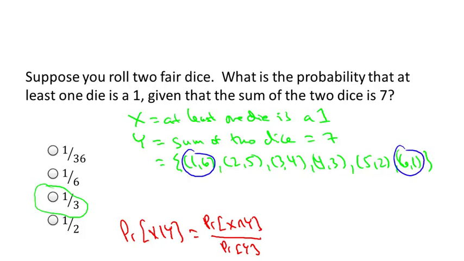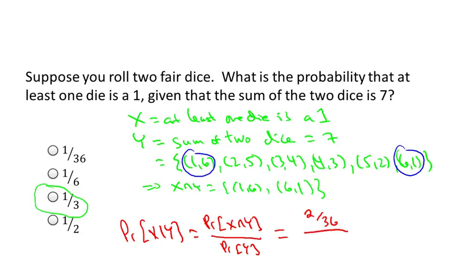Well, X is those where at least one die is 1. So X intersect Y is just going to be the (1,6) and the (6,1). Now, each of the 36 possible outcomes is equally likely, so each one is 1 over 36. Since X intersect Y has only 2 outcomes, that gives us 2 over 36 in the numerator. Since Y has 6 outcomes, that gives us 6 over 36 in the denominator. When you cancel everything out, you're left with 1/3.